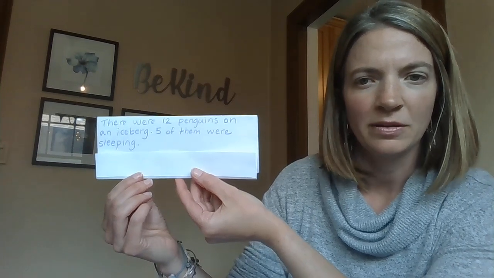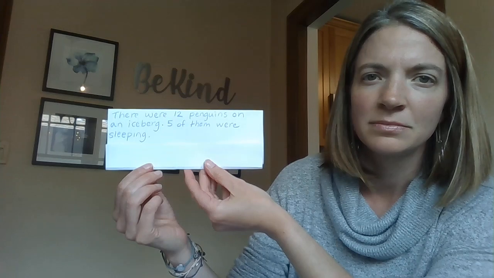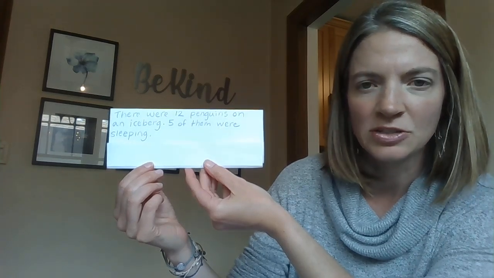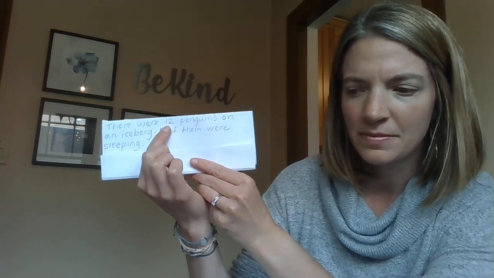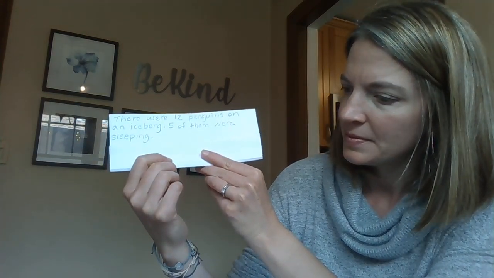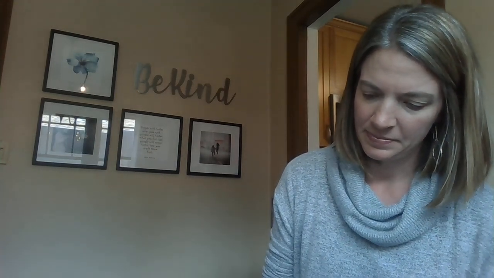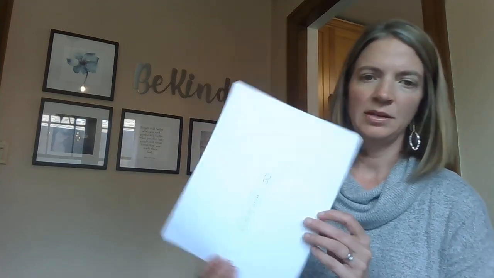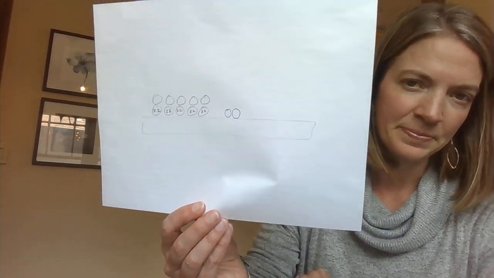There were 12 penguins on an iceberg. 5 of them were sleeping. So again, what changed? Why is this number smaller than this number? And how can you adjust your model to fit that? So now we know there were 12 penguins and 5 were sleeping. So I have my 12 penguins, and I changed it so 5 of them were sleeping.